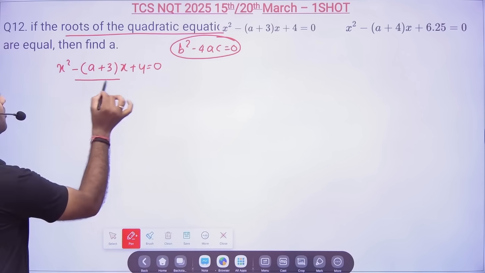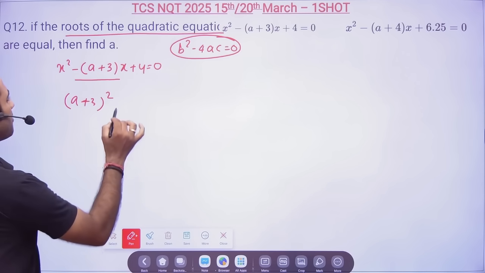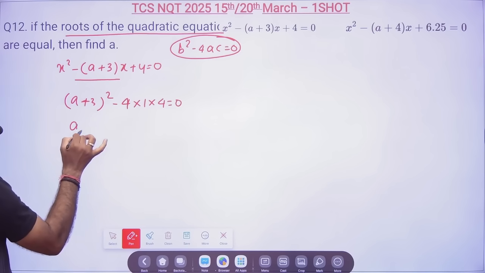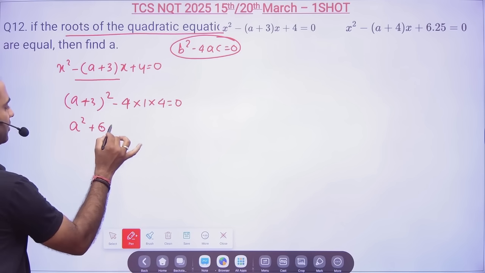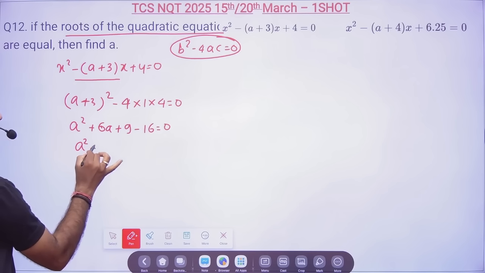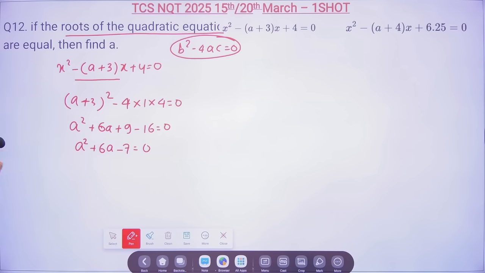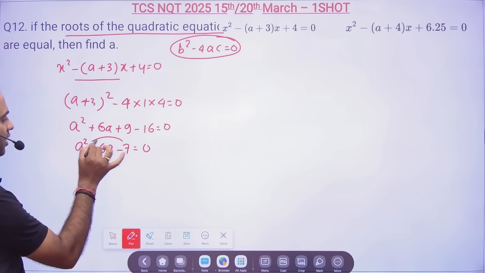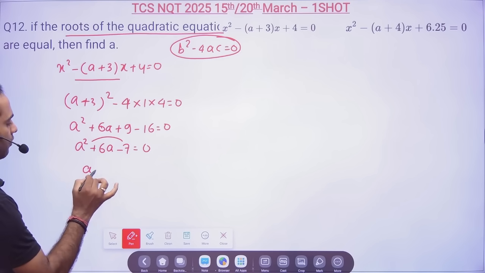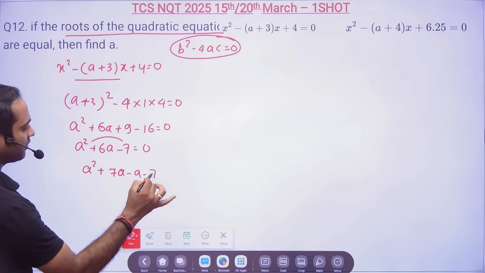So here this is nothing but your b. So (a plus 3) whole square minus 4 into a into 4 is equal to 0. Minus square will become plus. So here a square plus 6a plus 9 minus 16 is equal to 0. So a square plus 6a minus 7 is equal to 0. Now if you try to solve this quadratic equation, see, ac is 7 into 1, 7. And here we have plus 6. So here what we can do: a square plus 7a minus a minus 7 is equal to 0.